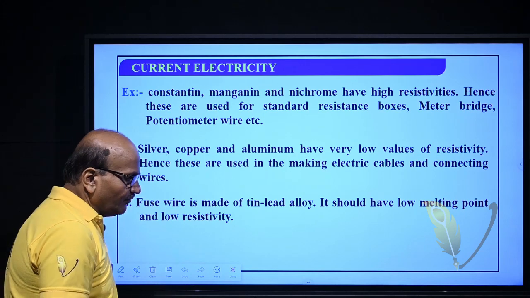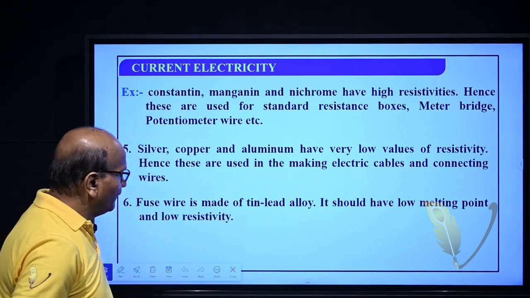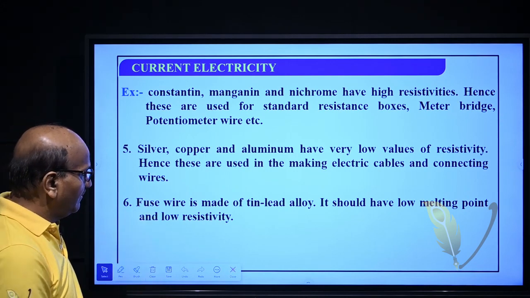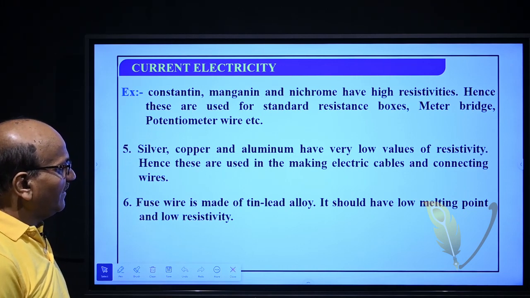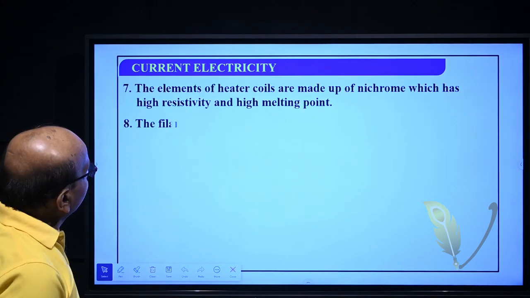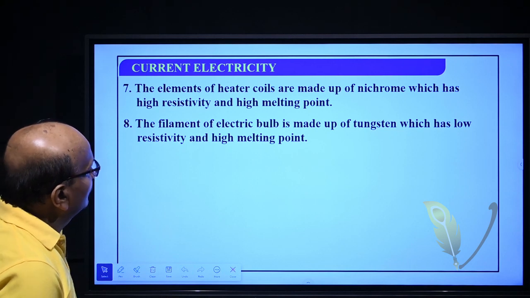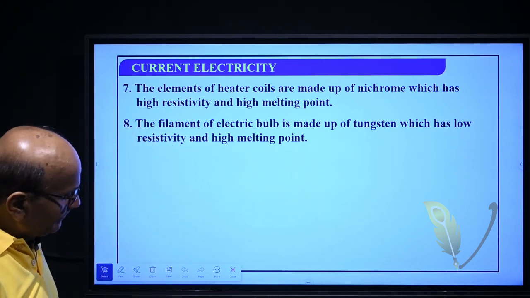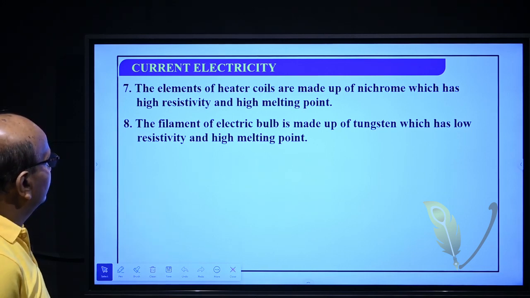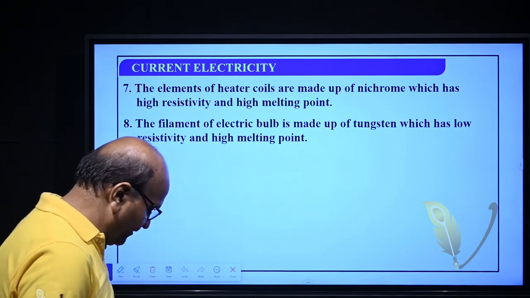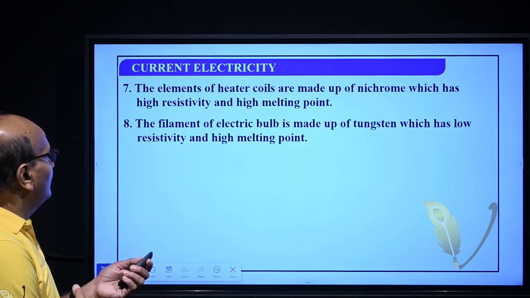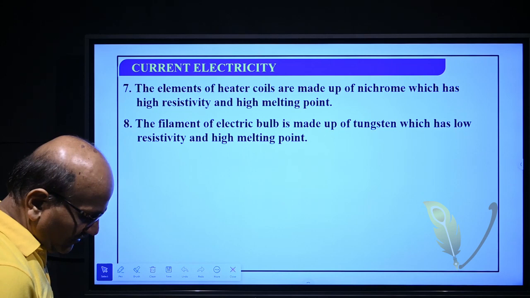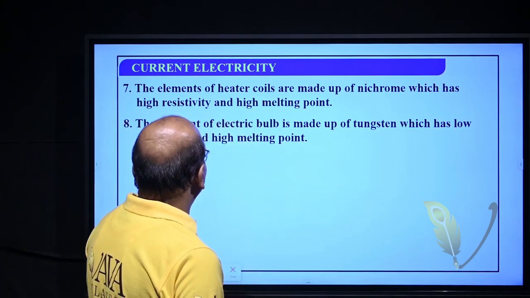Fuse wire. In our houses we have fuses to protect our house appliances from over voltage or over current. A fuse is made of a material like tin lead alloy having low melting point and low resistivity. The elements of heater coils are made up of nichrome wire, which has high resistivity and high melting point. So the heaters we use at home, whether water heater or room heater, are generally made of nichrome wire because they have high melting point and high resistivity. Because of the high melting point, when heating happens and the temperature rises, it will not melt. The filament of an electric bulb is made up of tungsten wire, which has low resistivity and high melting point.